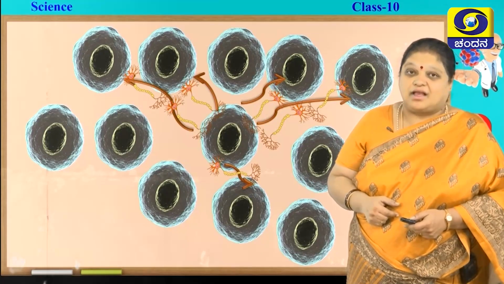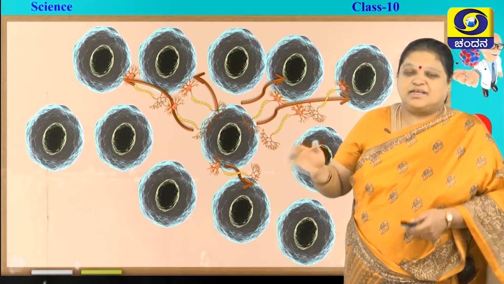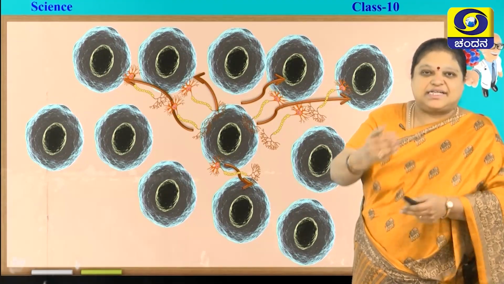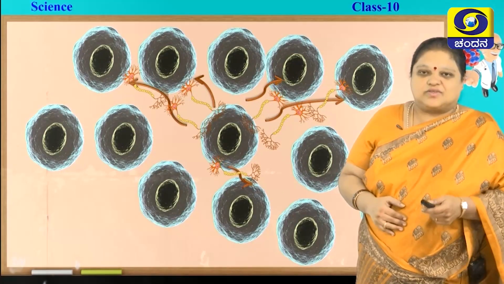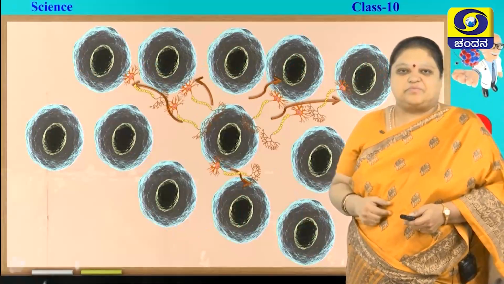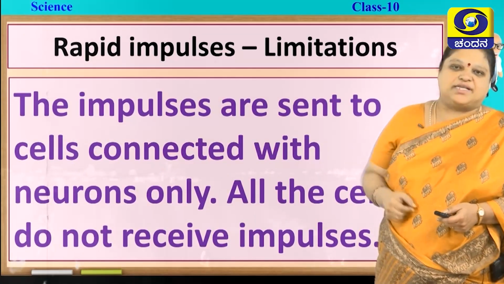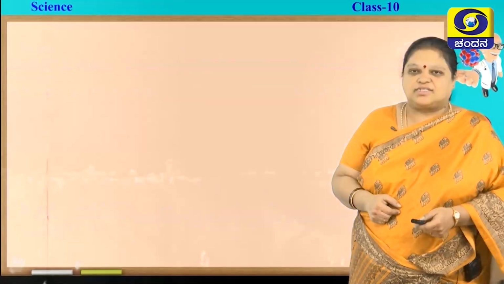the impulse. And after sending the impulse, it is not a continuous process, it takes some time. It has to readjust, reset itself, and then again start sending the impulses. So, the condition is it has to reset and again send the impulses. It takes time. So, rapid impulses have their own limitation. The impulses are sent to cells connected with neurons only. All the cells do not receive impulses. I want you to make note of all these things.